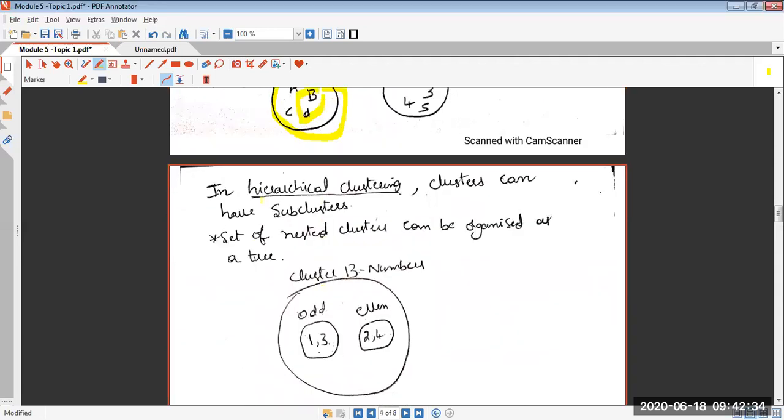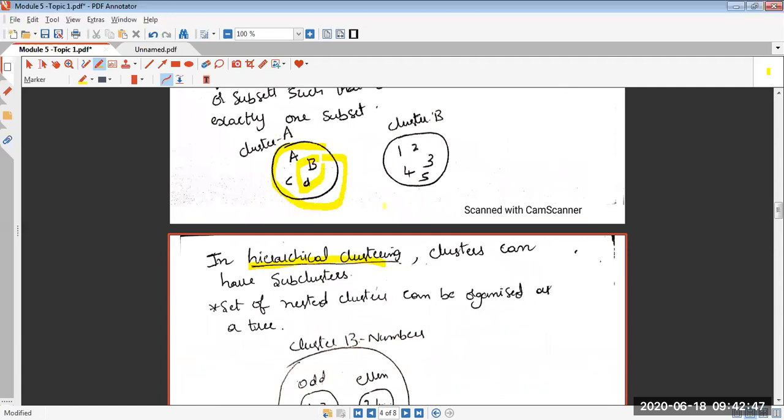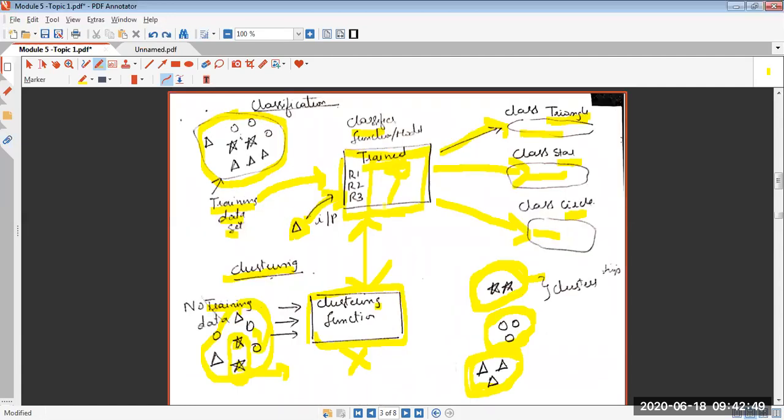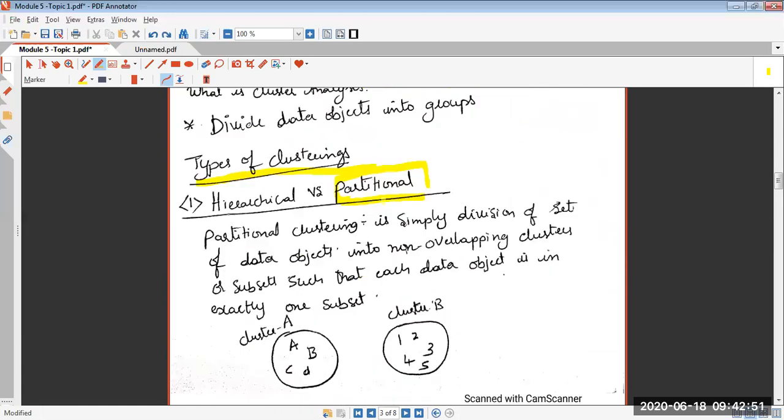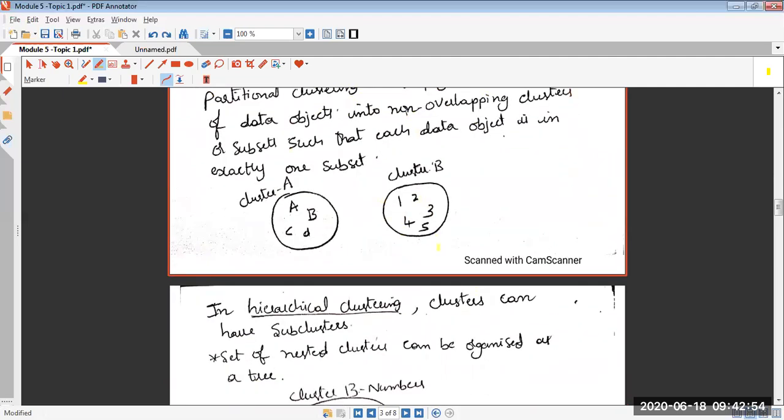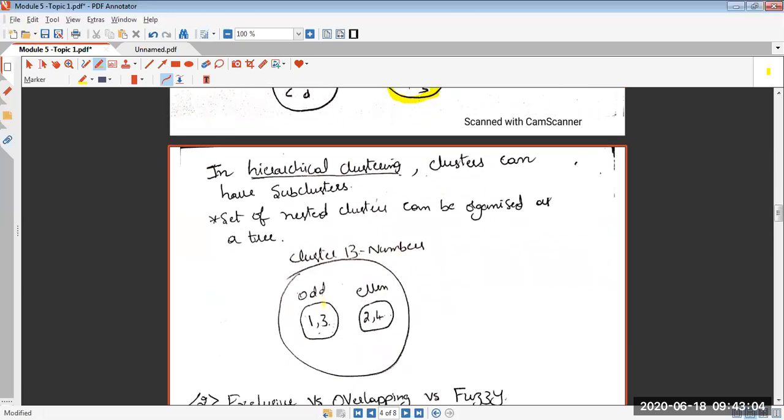The second type, hierarchical clustering. You know what is the hierarchy? Hierarchy means different levels. So the story here is different subsets will be there inside. I will carry on with the same previous example so that things can be more clear. You just take this cluster, cluster B. Now, can you do further partitioning, further grouping inside cluster B? Yes, definitely you can do. How you can do it?